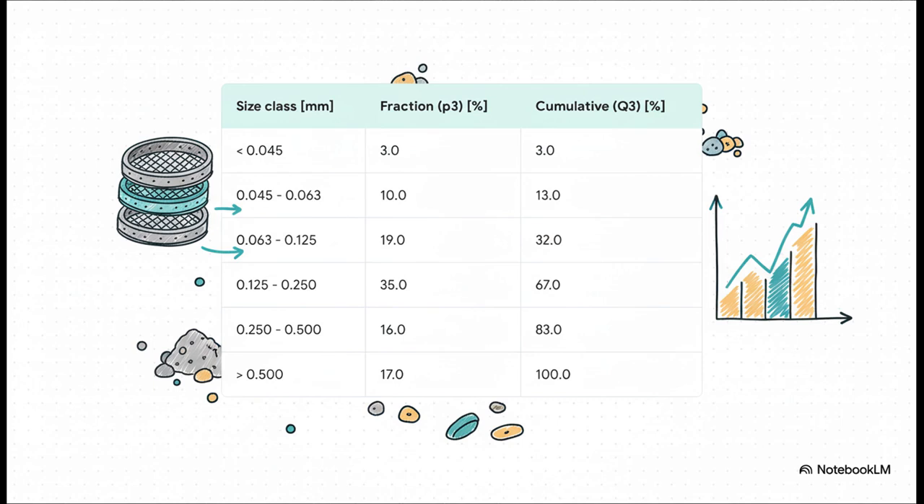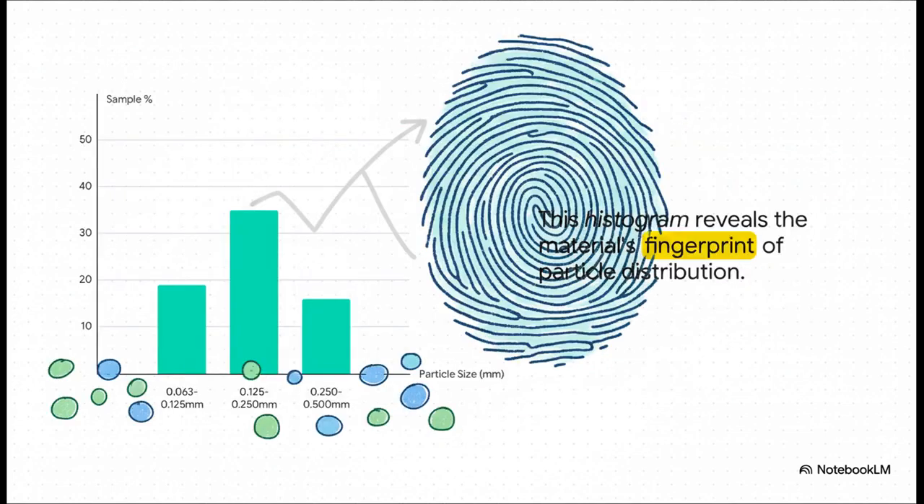The middle column shows the percentage of our sample that was caught on each sieve. The column on the right is just a running total. But let's be real, a table of numbers doesn't really pop, does it? It's hard to get a feel for the material just by looking at this. But this is so much better.